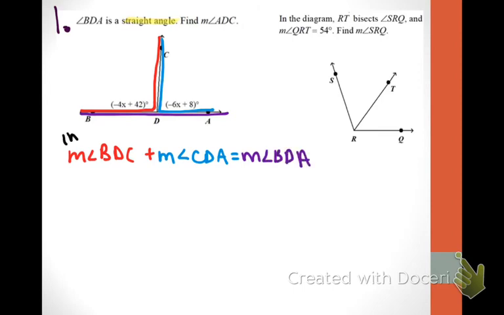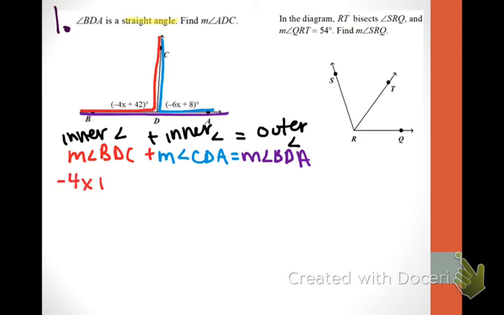Again, this is also known as the inner angle plus the inner angle equals the outer angle. Inner plus the inner equals the outer. The directions told me what the outer angle equaled. What does the outer angle equal? 180. Okay, so keep that in mind. So we're going to plug in everything we know. What is the measure of angle BDC? Negative 4x plus 42.